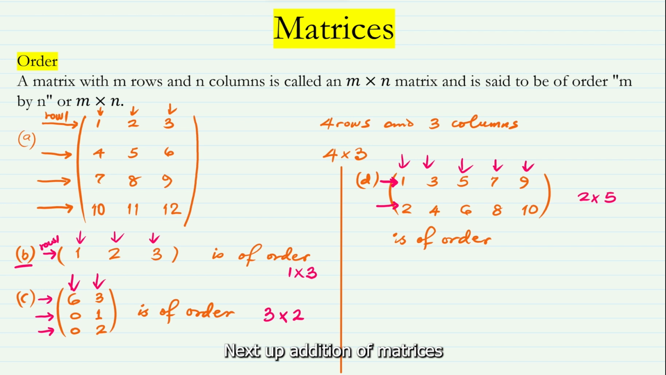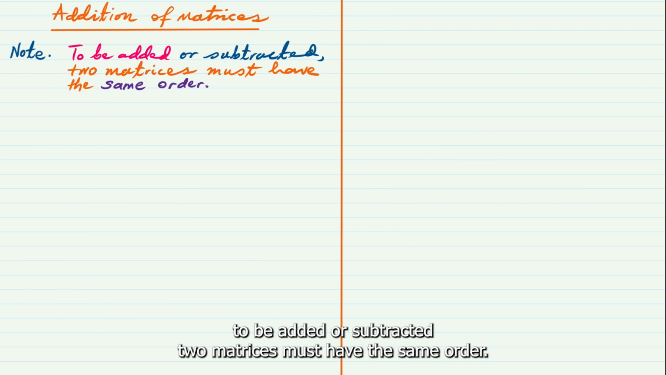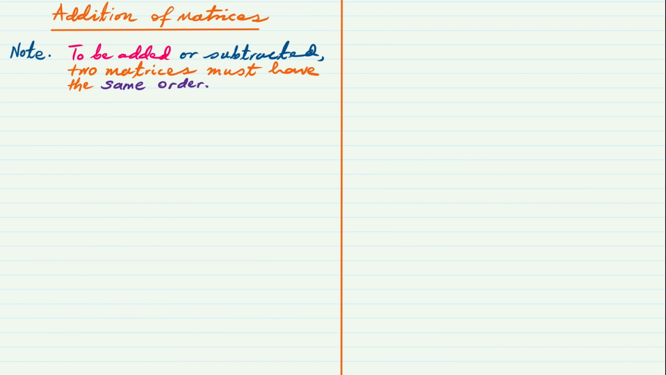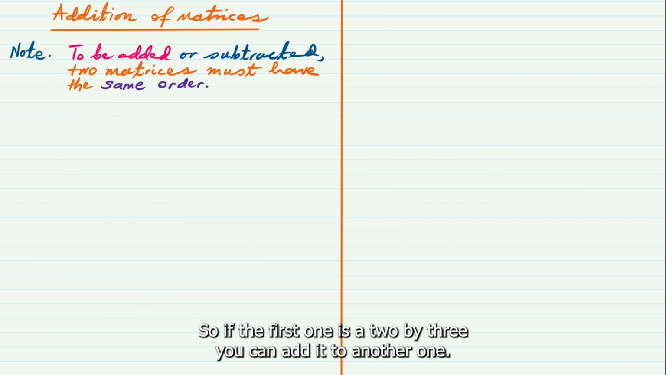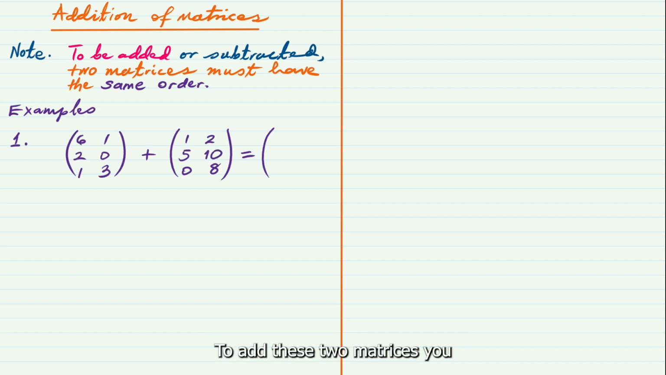Next up, addition of matrices. To be added or subtracted, 2 matrices must have the same order. So if the first one is a 2 by 3, you can add it to another one that is a 2 by 3. To add these 2 matrices, you will pick this 6 and add it to this one. So you have 6 plus 1. You pick this one and add it to this 2. So you have 1 plus 2. You pick this 2, add it to this 5. That's 2 plus 5.